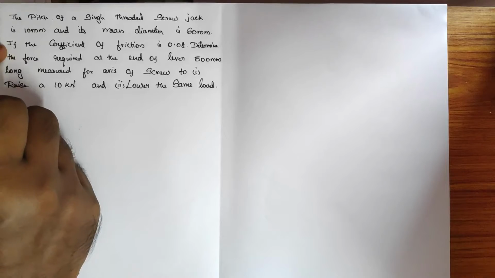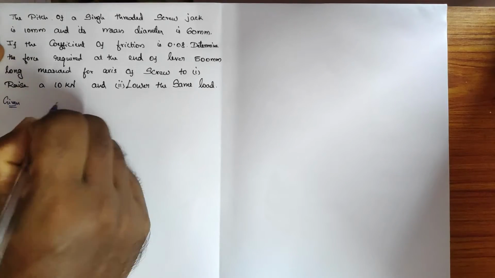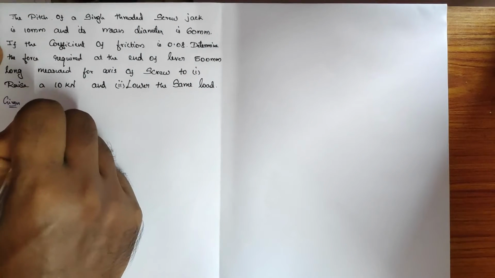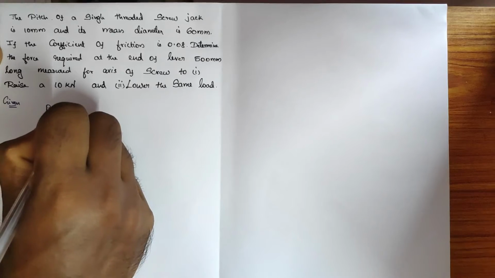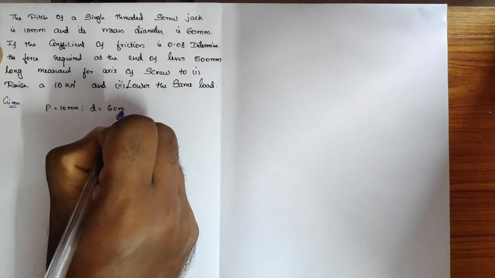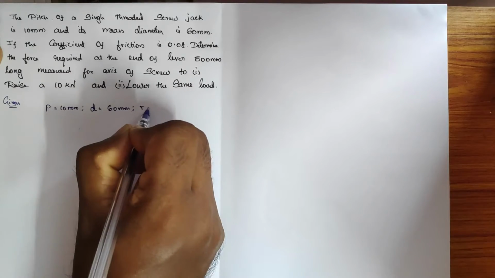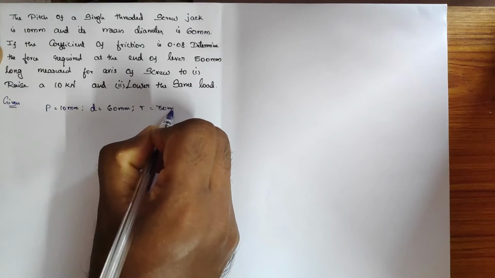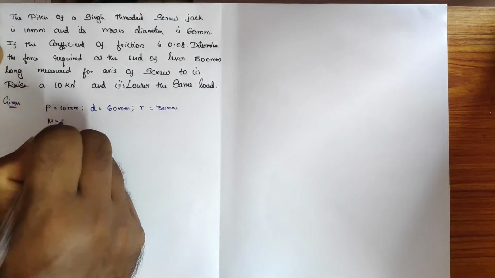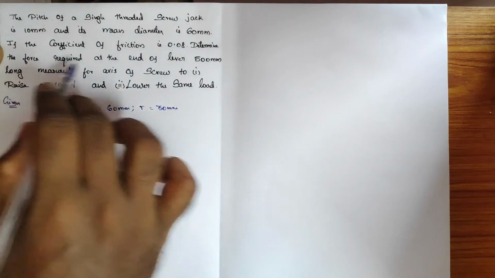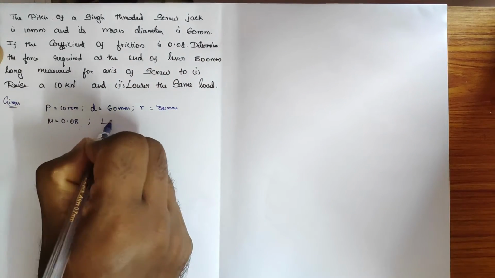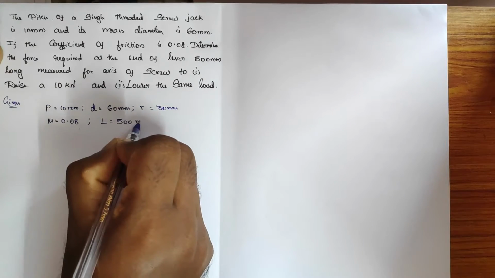So here given: the pitch of this single threaded screw jack, small p, is 10 mm, and the mean diameter, small d, is 60 mm. If you want to calculate the radius, it is d divided by 2, which is equal to 30 mm. Then the coefficient of friction is given, mu, 0.08. Determine the force required at the end of the lever length, which is given as 500 mm.